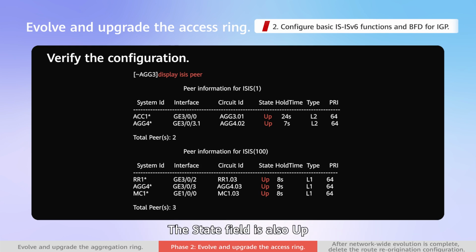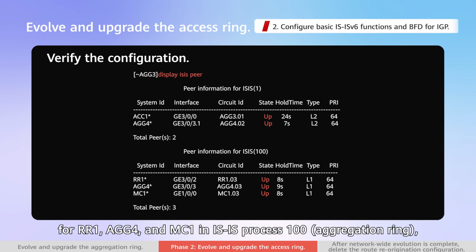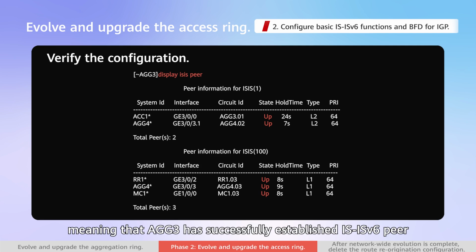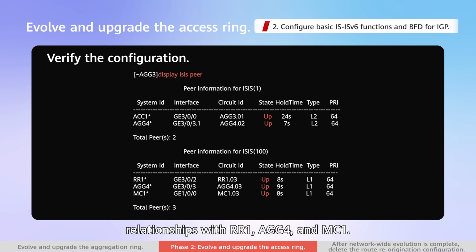The state field is also up for RR1, AGG4, and MC1 in IS-IS process 100 aggregation ring, meaning that AGG3 has successfully established SRv6 peer relationships with RR1, AGG4, and MC1.